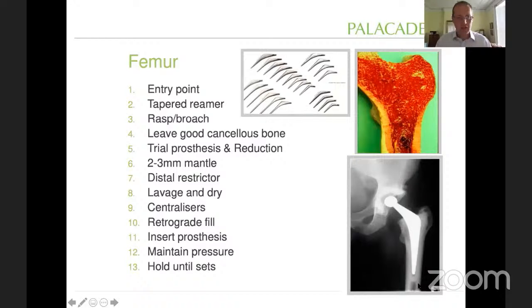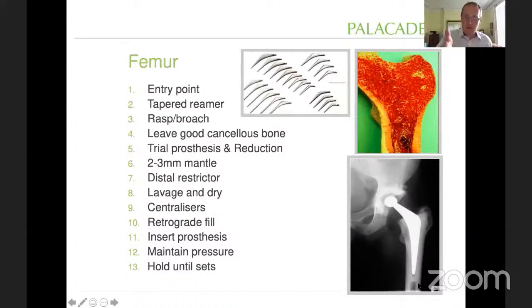Then you use your rasp and broaches, get to the good amount of cancellous bone that the broaching system should use. I always do some carretting into the greater trochanter and lesser trochanter, so you've got your macro interlock as well as the micro interlock, which is the interlock you get within the cancellous interstices. Then you put your trial in, check it all works, fine. Right, next thing, you're going to want about a 2 to 3 millimeter cement mantle. You put your distal cement restrictor in, you wash thoroughly, pulse lavage, dry it, centralizes on your stem.